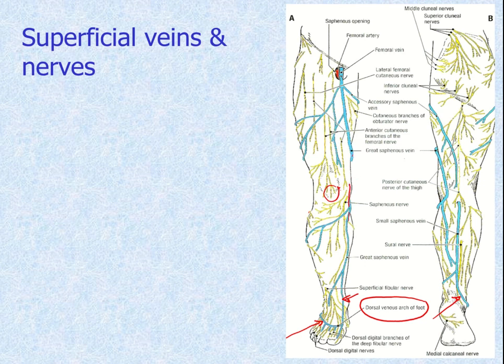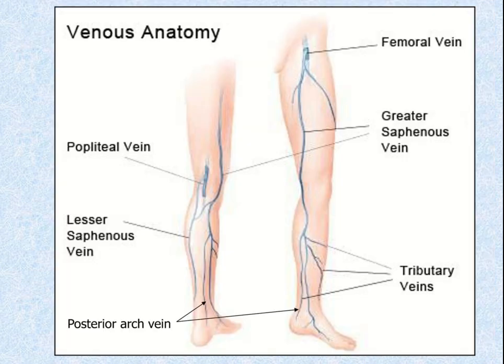then ascends up along the thigh and passes through the deep fascia of the thigh here to enter what is called the femoral vein there. And the small saphenous vein passes behind the lateral malleolus here on the back of the leg and pierces deep fascia at the popliteal fossa. This area is called the popliteal fossa and enters a deep vein called popliteal vein. So much for the superficial veins of the lower limb.